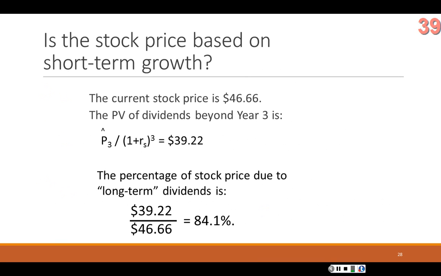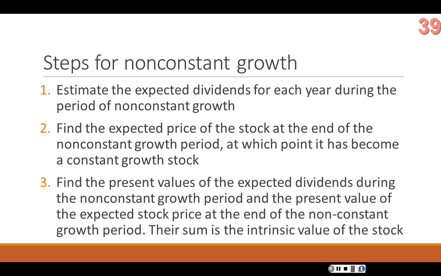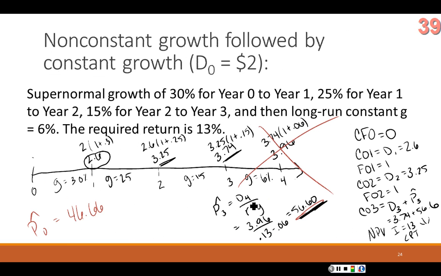So again, remember, stock price is not attributable to short-term actions. If the current stock price is $46.66 and the present value of dividends after year 3 is $39.22, we got this on our timeline.